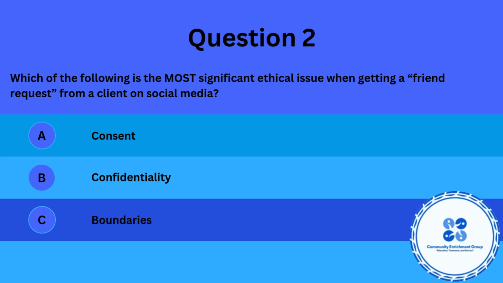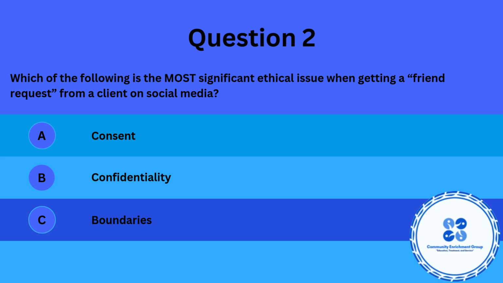Okay, we have A, consent. We have B, confidentiality. We have C, boundaries. Which one is the best choice for this question? I'll give you a little time to think it over. All right, did you come up with the answer C? Indeed, C is the answer.